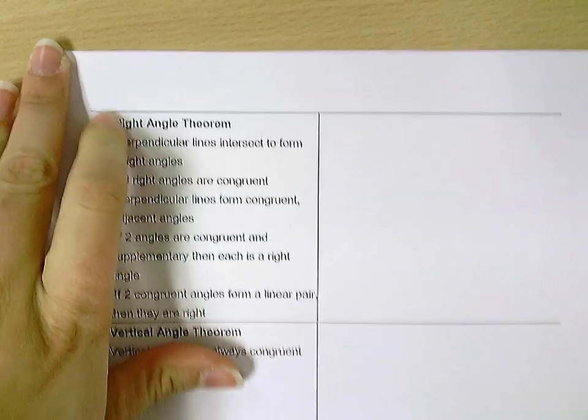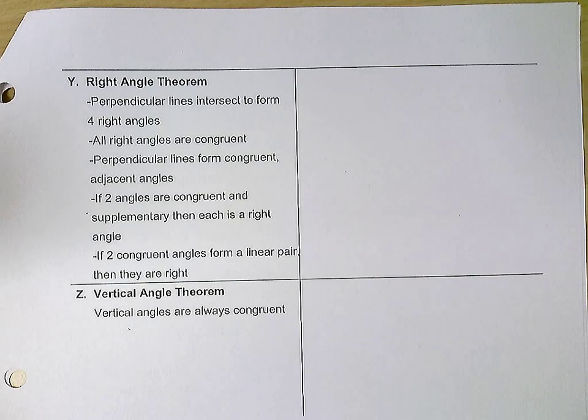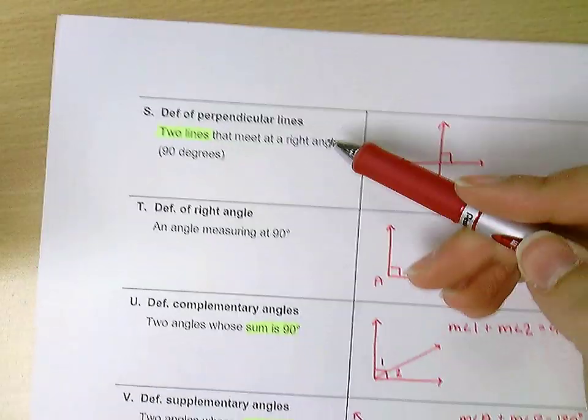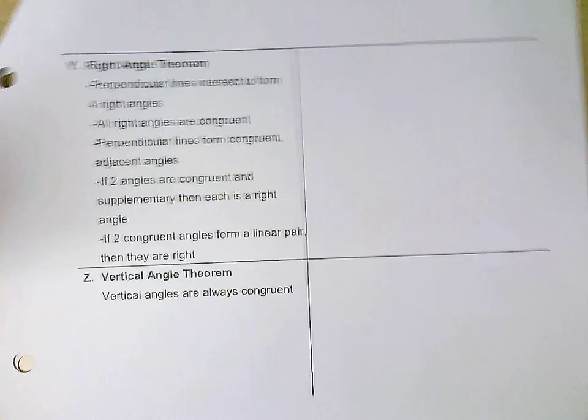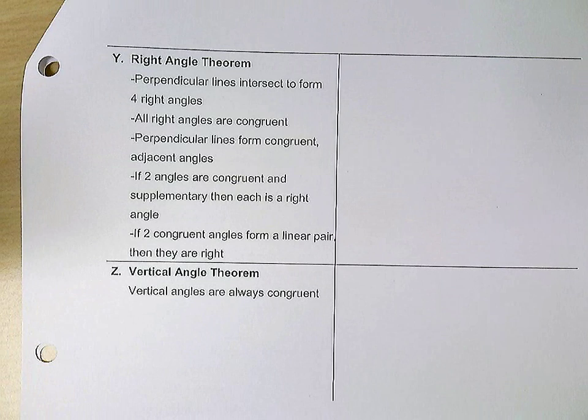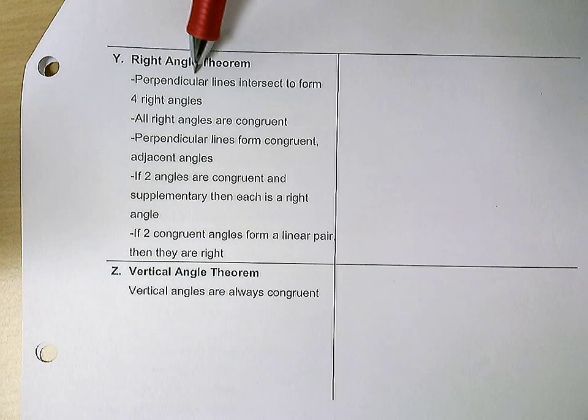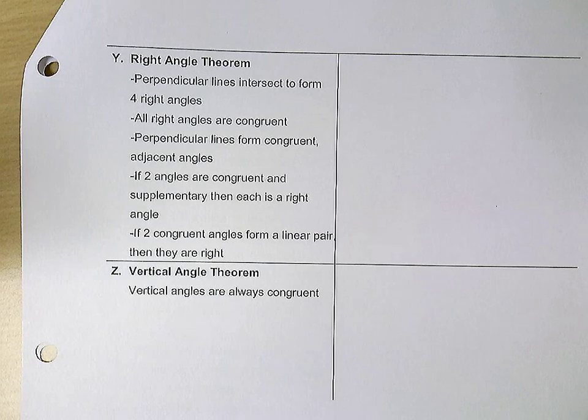All right, so with the right angle theorem, there's a lot underneath that. Before we had perpendicular lines, definition of a right angle, and complementary angles, and now we have the right angle theorem. There's a lot having to do with that 90-degree angle, so you do need to know the difference between all of them. With the right angle theorem, we have that perpendicular lines intersect to form 4 right angles.